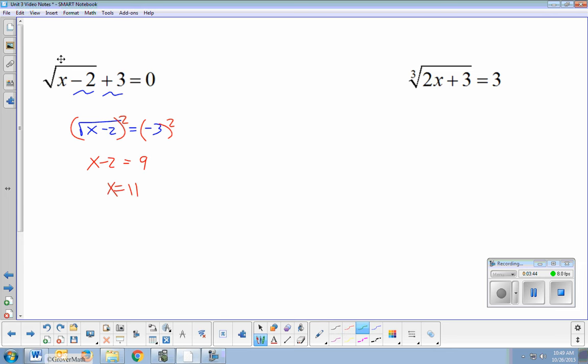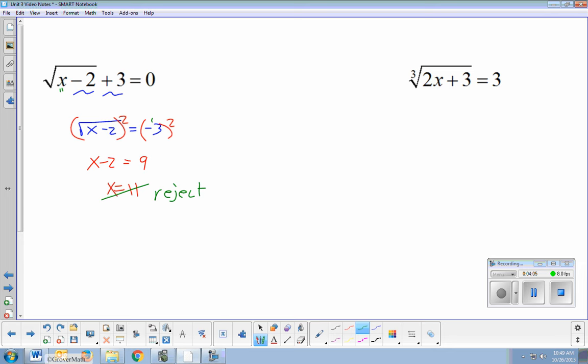Let me check it. So plug in 11 here. 11 minus 2 is 9. The square root of 9 is 3. Plus 3, 3 plus 3 is 6. That does not equal 0. This does not work. I cross it out and I write the word reject, because it did not work out.